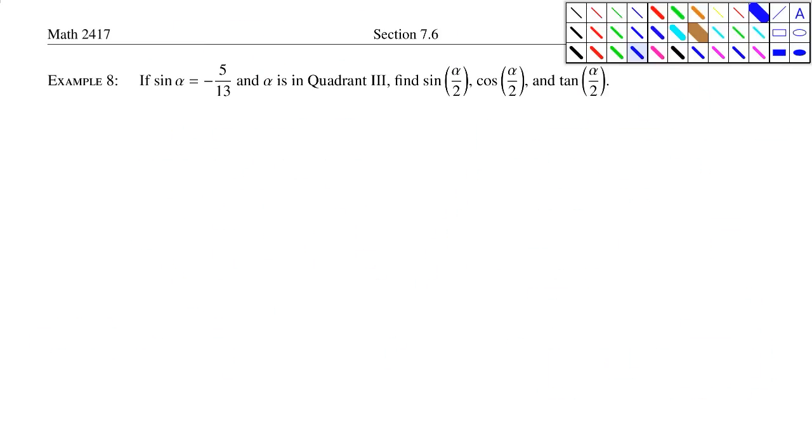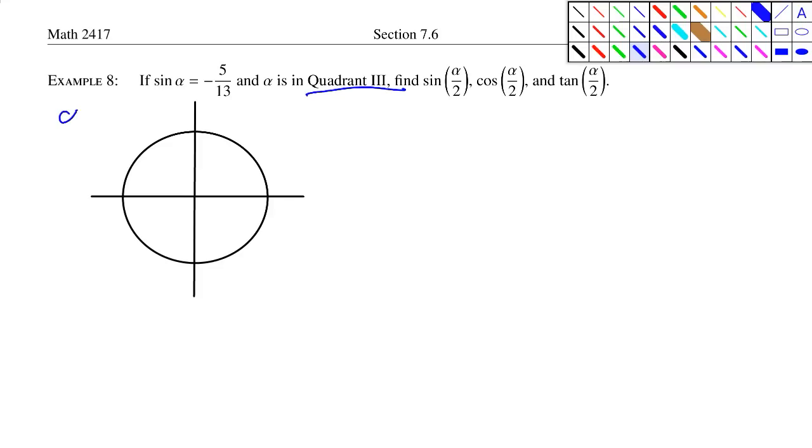Example 8. If sine of alpha is equal to negative 5 over 13, and alpha is in quadrant 3, find the sine of alpha over 2, cosine of alpha over 2, and tangent of alpha over 2. So we're being asked for the half angles of these three trigonometric functions. The first thing we want to do is figure out which quadrant alpha over 2 is in. It tells us that alpha is in quadrant 3, but it doesn't tell us where alpha over 2 is, and we have to figure that out.